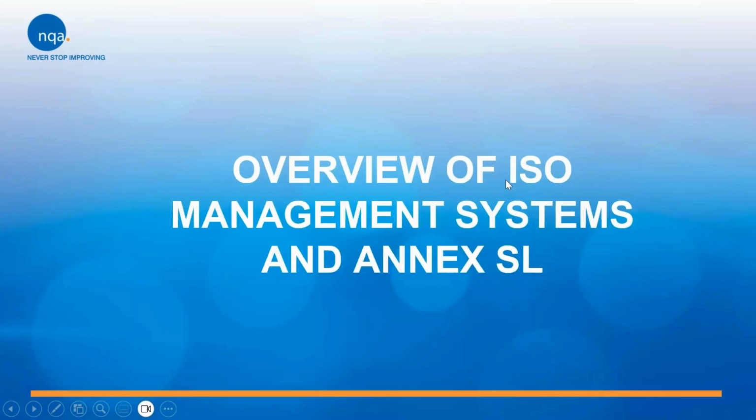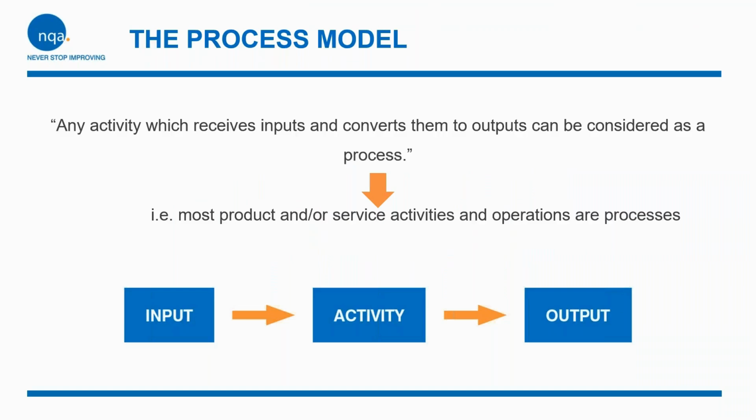Fantastic. So now we're going to dive into a little bit of an overview of ISO and the Annex SL systems. But to start off, I think it's really important to go into detail about the process model. Now, the process model is quite a key part of ISO management systems because ultimately we've got a variety of different organizations and businesses that use ISO standards, but it's important to simplify that into a really nice straightforward formula so that we can use that when we're internal auditing or just simplify the process.